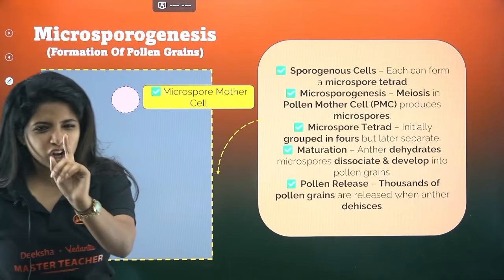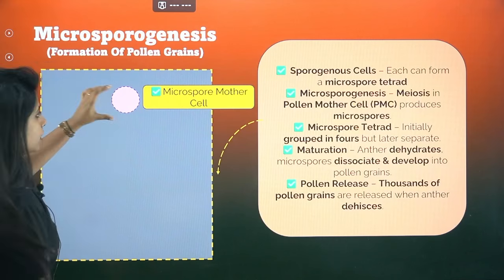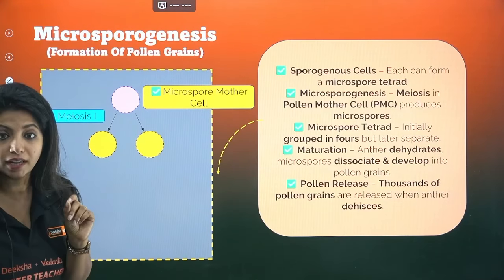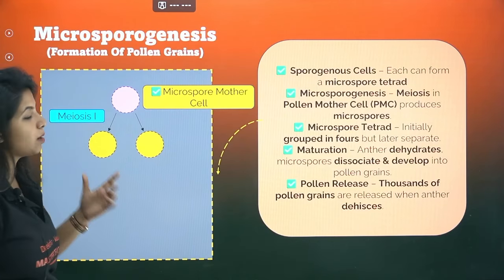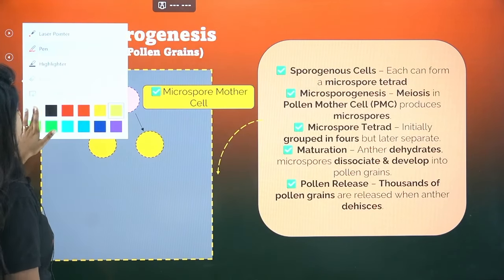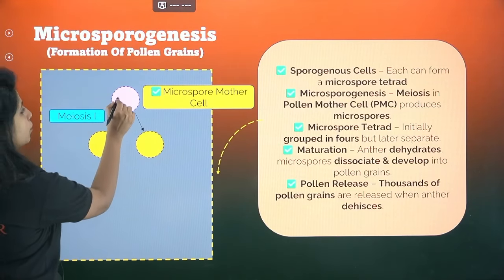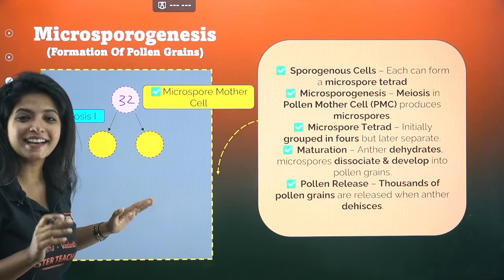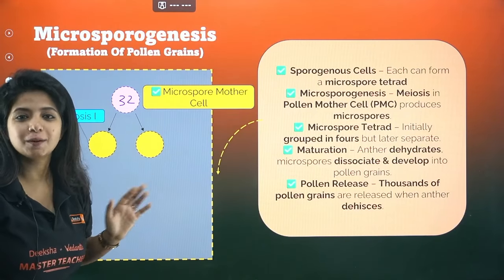Out of them, I'm just talking about one, okay? So one microspore mother cell is going to start undergoing meiotic division. And you know the thing about meiotic division? At the end of meiotic division, suppose I started with a cell having 32 chromosomes. At the end, I will have half of it. So half of 32 is 16 chromosomes.